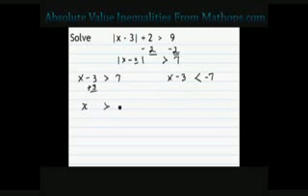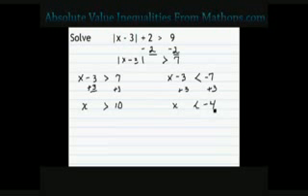Add 3 to each side. The first solution is x is greater than 10. The second is x is less than -4. The solution to the inequality is x is greater than 10 or less than -4.